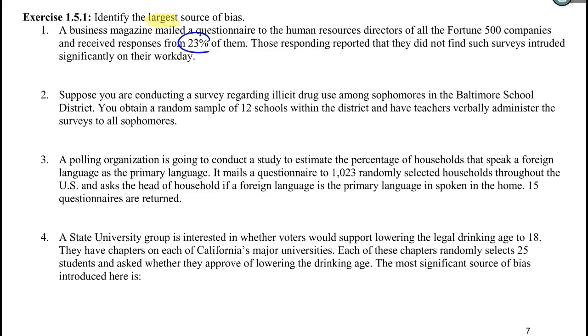But the bigger issue here is that I've given you a number. I said 23% responded. So we already see that there's this issue of non-response, right? Some people did not respond even though they were selected to participate. And so that's our biggest issue. Yes, the people who responded are probably going to say that surveys don't significantly intrude on the workday because they took time out of their workday. But that's because the people who thought it did didn't send theirs back in. So non-response is our biggest issue here.